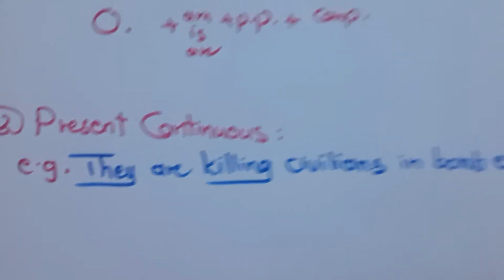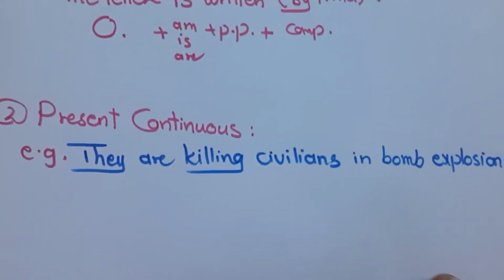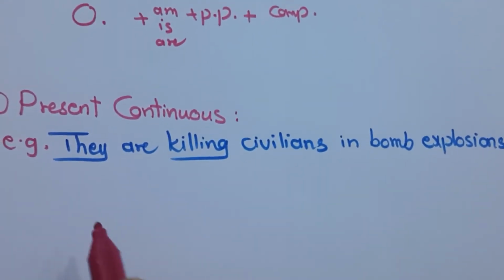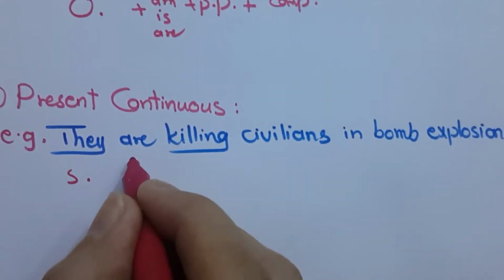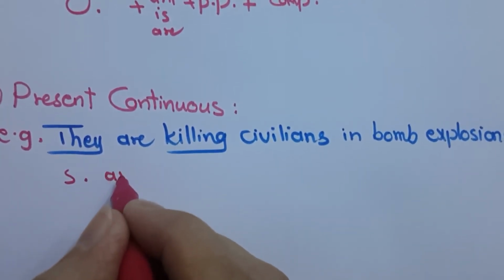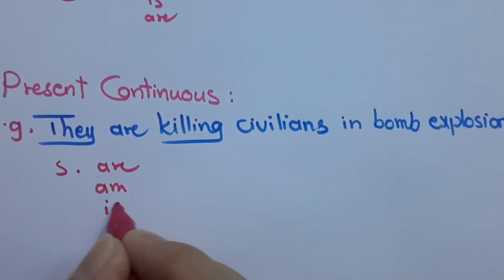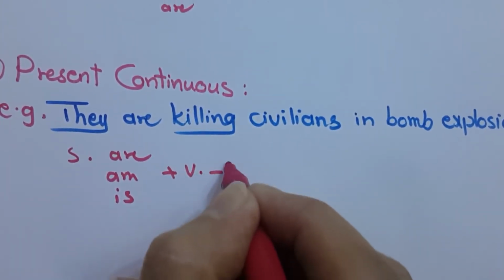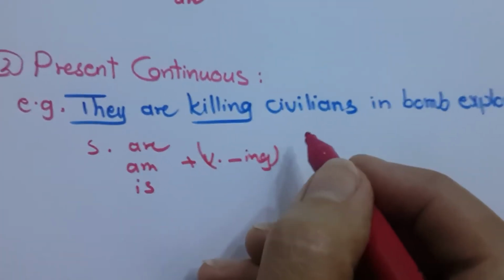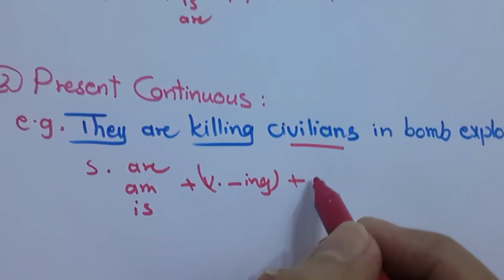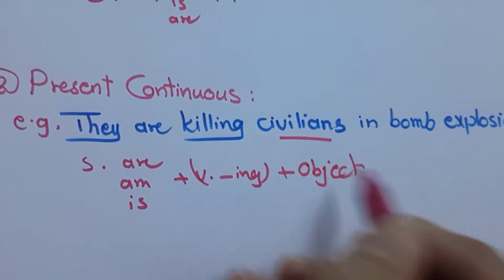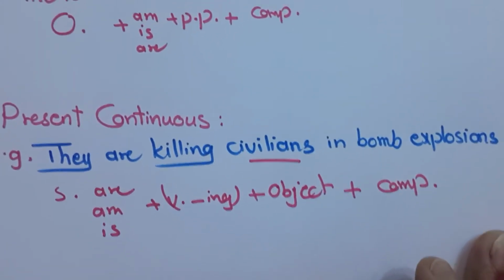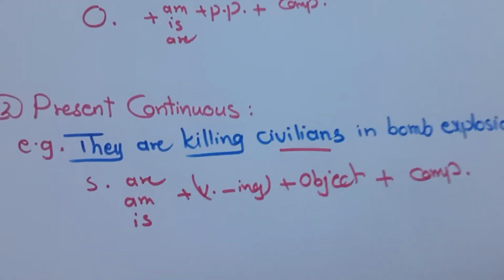Now look at the other example. It's in the present continuous. They are killing civilians in bomb explosions. So this is the subject. In the present continuous, you have are, am, or is according to the subject, a verb with ing, and then you have the word civilians, its object, followed by a complement. So how can we make it a passive sentence?